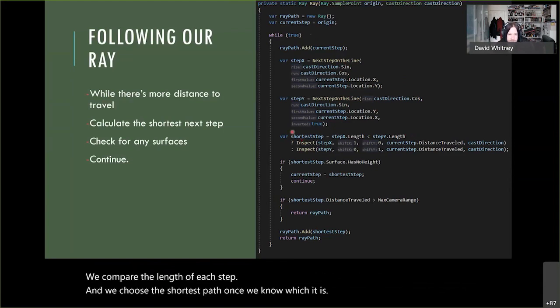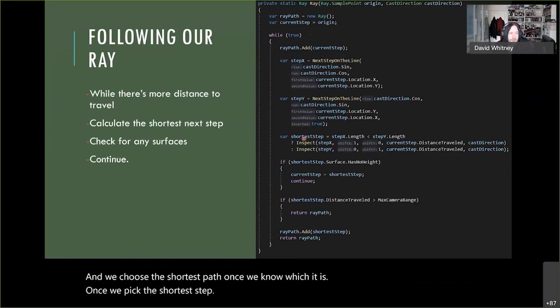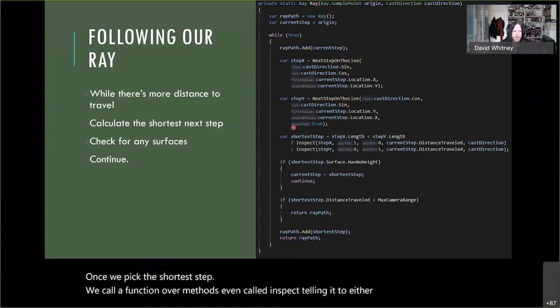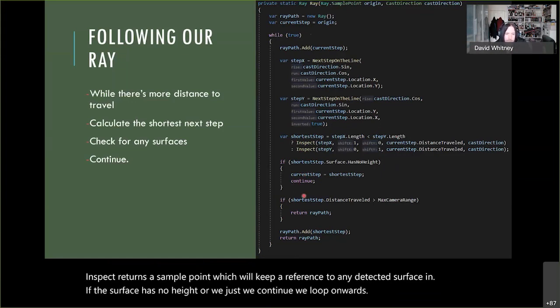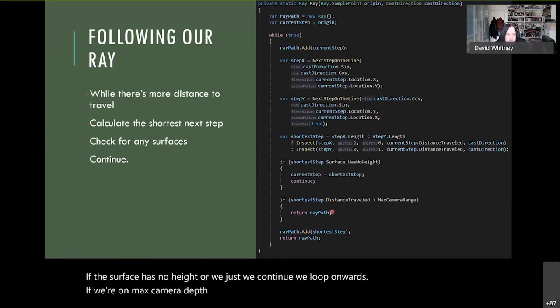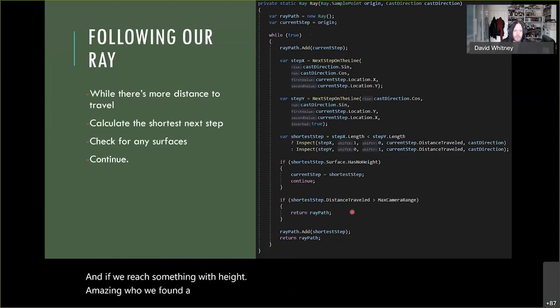Once we pick the shortest step, we call a function, or a method even, called inspect, telling it to either shift 1x or 1y. Inspect returns a sample point, which will keep a reference to any detected surface in. If the surface has no height, well, we continue, we loop onwards. If we're at our max camera depth, we return the ray path in its entirety. And if we reach something with height, amazing, woohoo, we found a surface. So we store our current sample point at the end of our list, and we return our complete traced path.